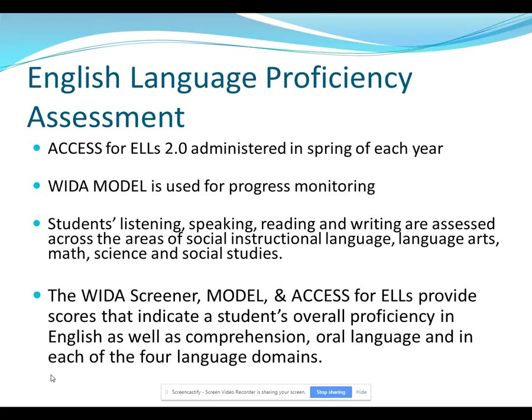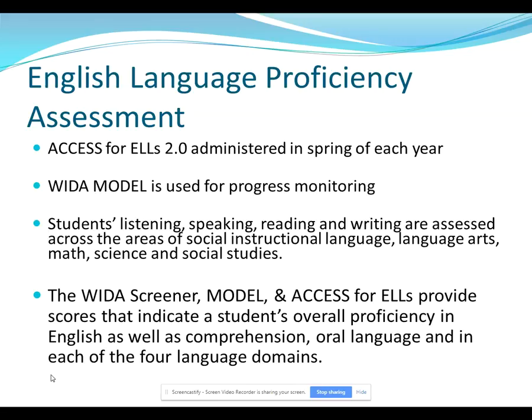The English Language Proficiency Assessment. We administer the Access for ELLs annually in the spring of the year, typically in February or March. We utilize the WIDA model as a tool for progress monitoring, particularly for students where we have seen academic concerns or learning concerns. We utilize the WIDA model as a way to demonstrate whether the student is continuing to progress in language or not, and whether or not that language progression or lack of language proficiency is contributing to the difficulty the student is having academically and in their learning.